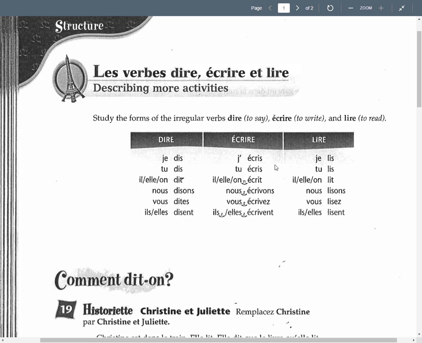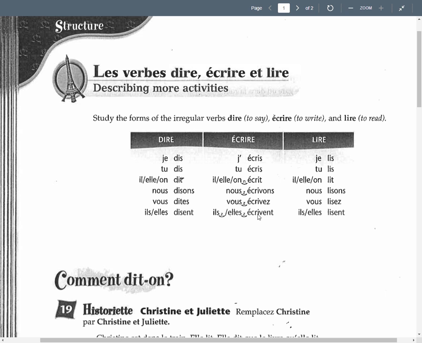And then for écrire, we have j'écris, tu écris, il, elle, on écrit, nous écrivons, vous écrivez, ils écrivent, elles écrivent. When you have these silent S's, but the next word begins with a vowel, you hear a bit of an S or a Z sound there linking them together. So it's not nous écrivons, it's nous écrivons.